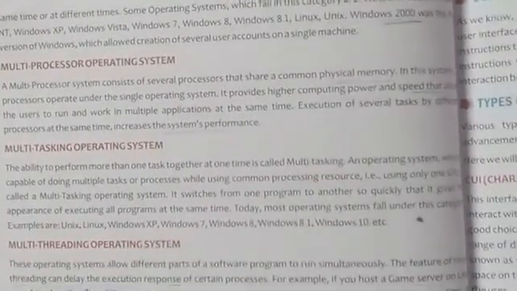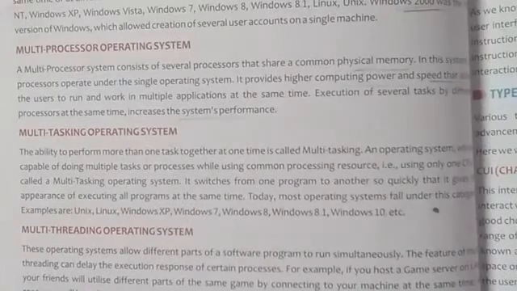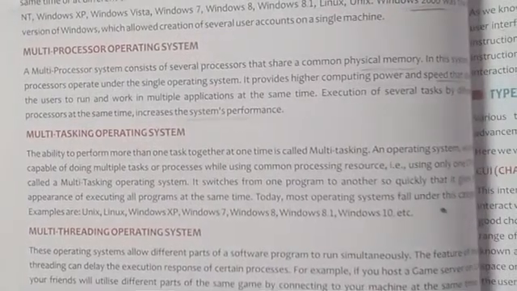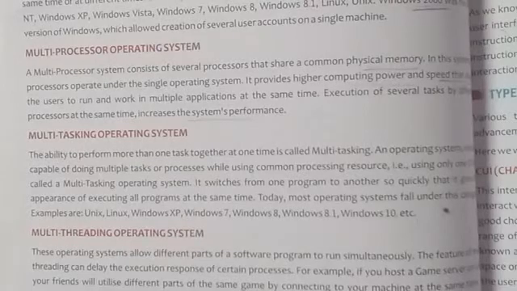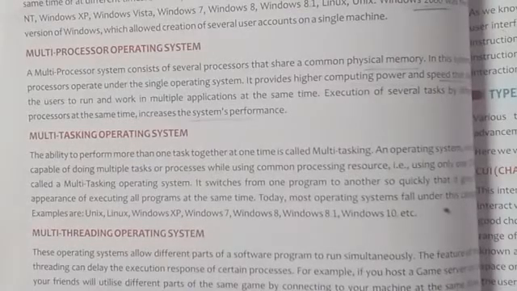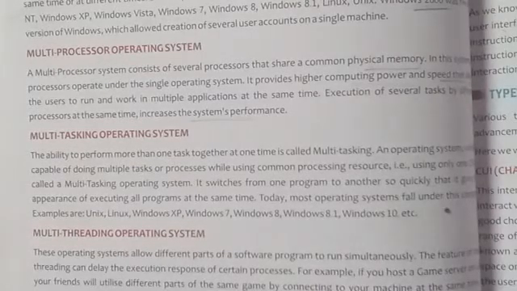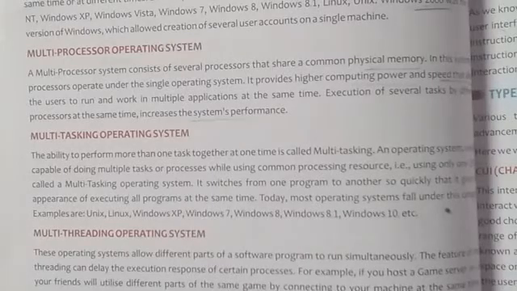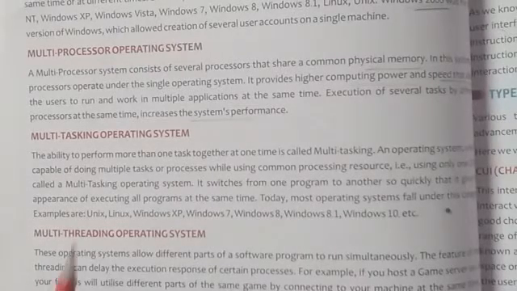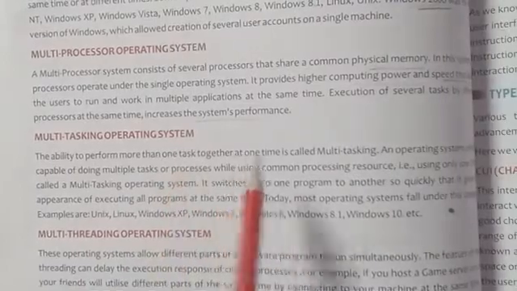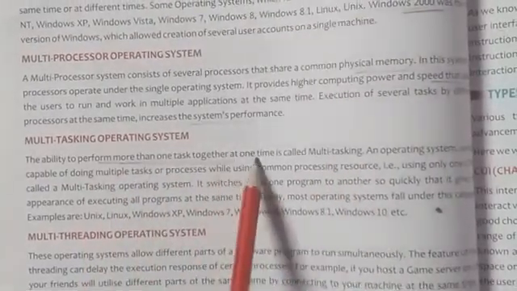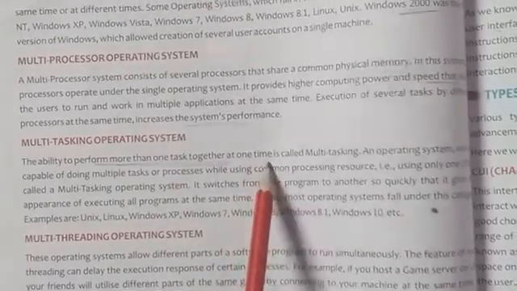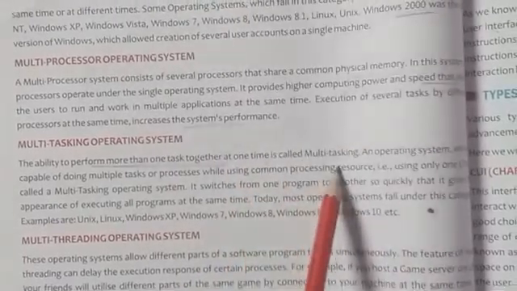Next we have multitasking operating system. Multiple tasks we can perform on this type of operating system, like while playing games we can listen to music also, while writing letters we can listen to music also. It means at a single time we are doing multiple operations. The ability to perform more than one task together at one time is called multitasking.